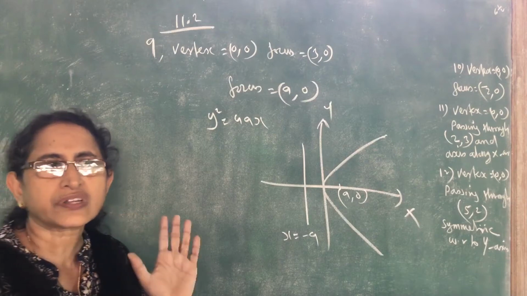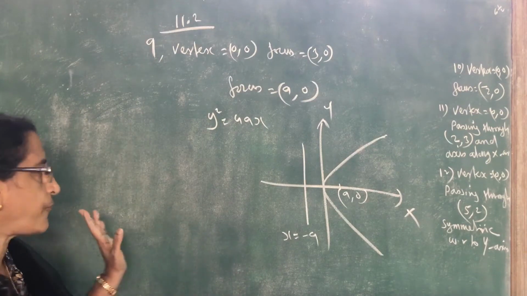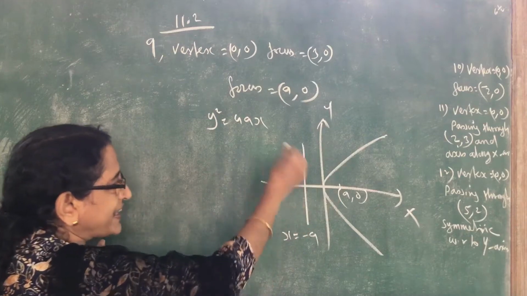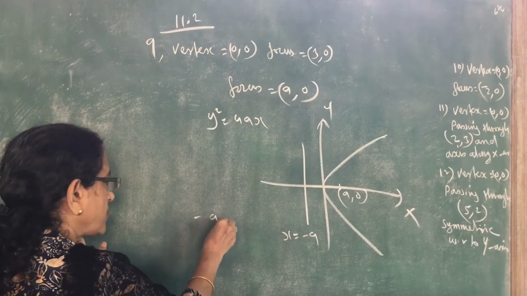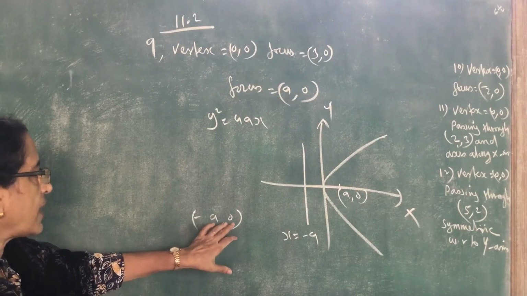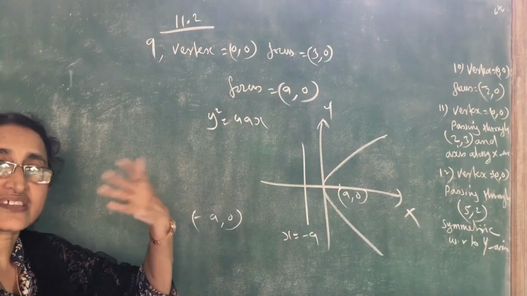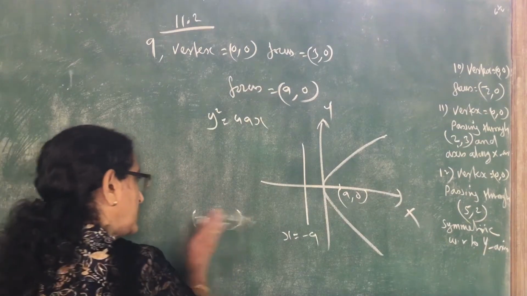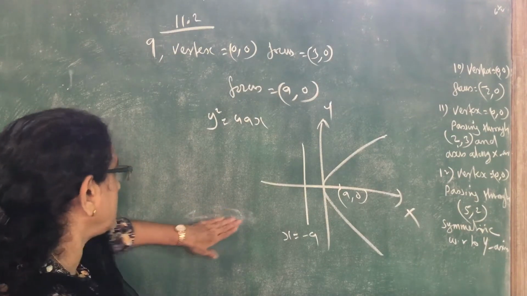See, we have 4 types of parabola. In the first type, focus is a, 0. In the second type, the parabola opens to the left side, so focus will be minus a, 0. In both these parabolas, the y coordinate is 0. For the next two types of parabola, the x coordinate will be 0. So for each type, remember the difference.